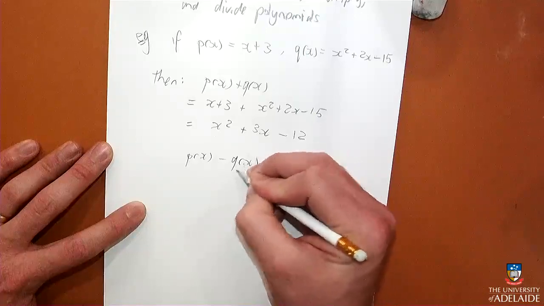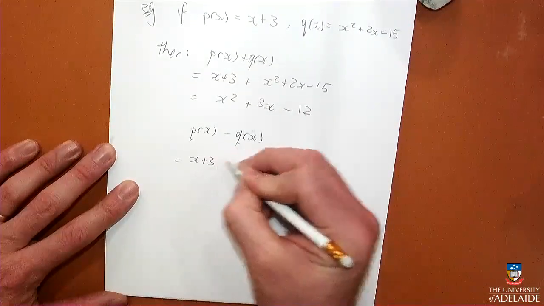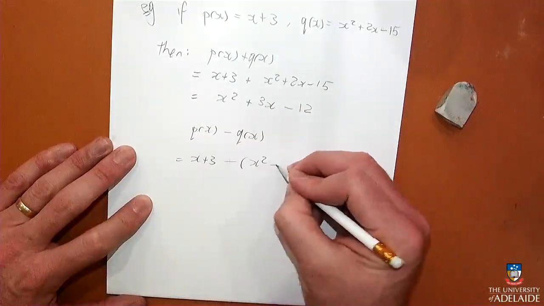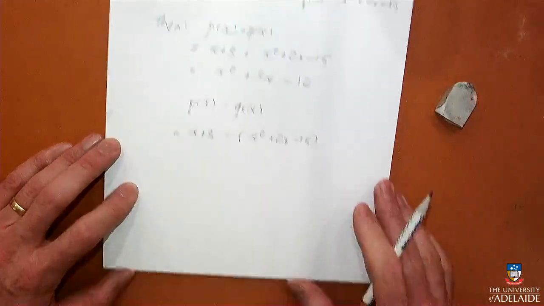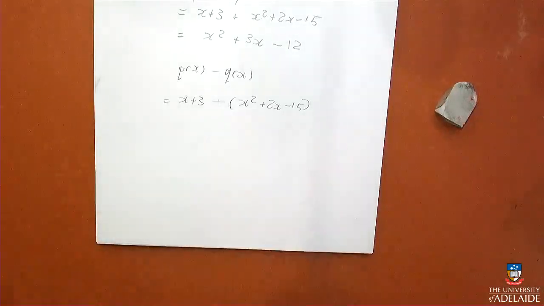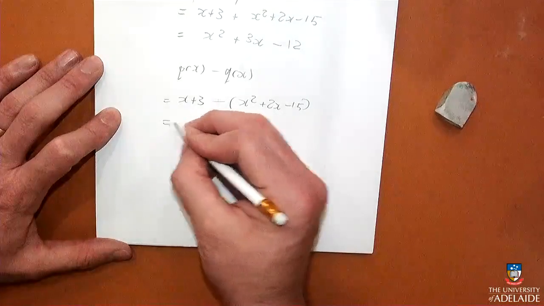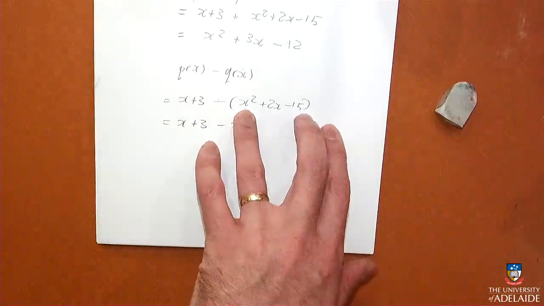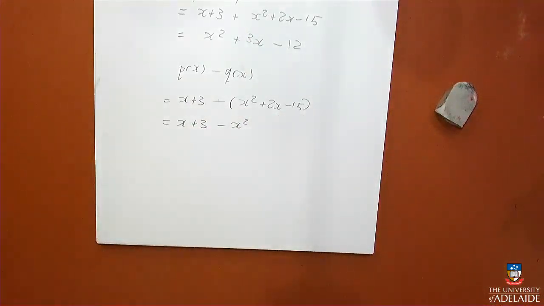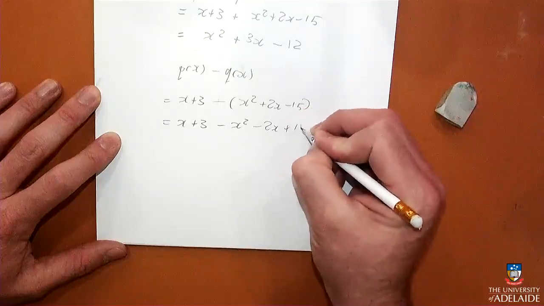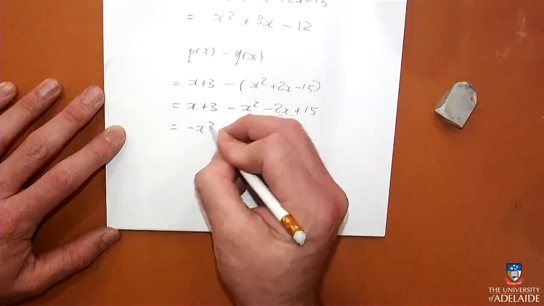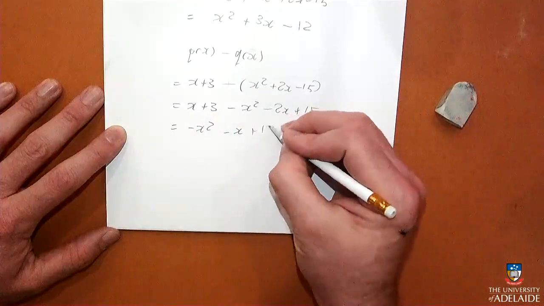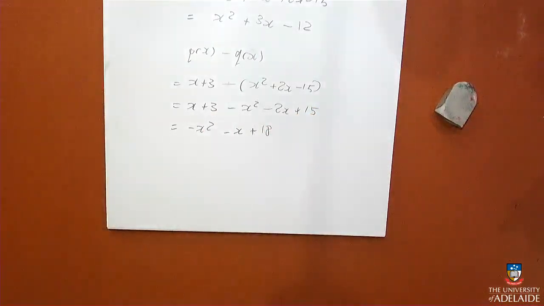P of x minus Q of x, well, let's see, that would be x plus 3 minus, and this entire thing is going to have to be subtracted, which means I need a minus outside all of it so that I know that it all belongs to that minus. And I do know with algebra that subtracting all these things that are added together means subtracting the things that are added and adding the things that are subtracted. So I can do that. Now that minus x squared doesn't have anything to belong to. x minus 2x is minus x, and 3 plus 15 is 18. And so that's what I get there.